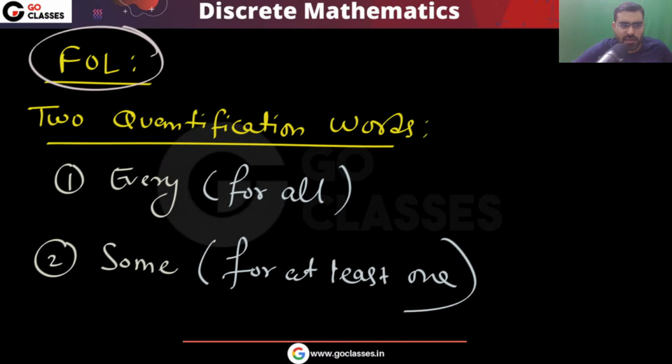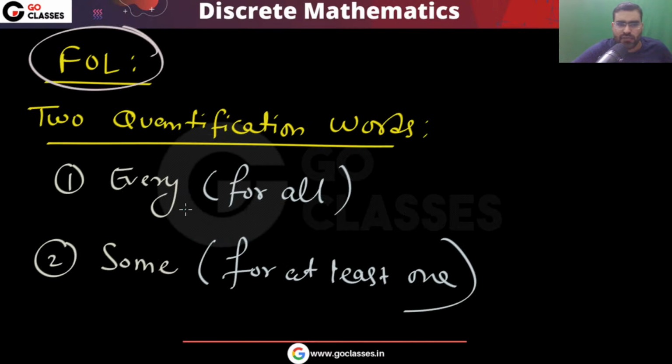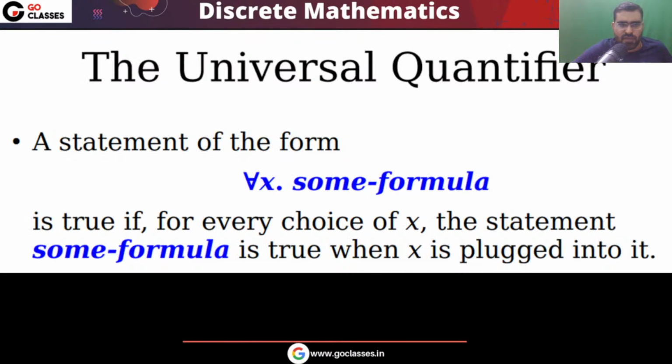Only these words matter to us. We don't care about these other words. The only words that will matter to us are all and some. These two words we care about. So these are the quantification words that we use in first order logic, every and some. Now let's see one by one.